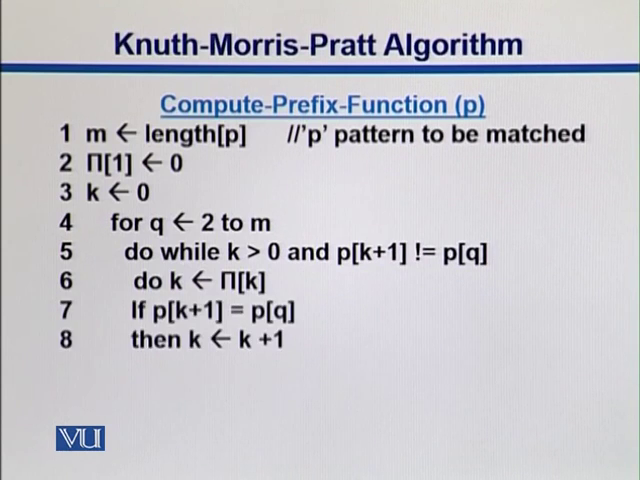If p of k plus 1 is equal to p of q, then we will update k to 1. So k is actually keeping track of how many matches we have found. If neither of these conditions is true, we will send pi of k into k. The value of k will be stored in pi of q. So in case of a match, k will be k plus 1, and we will take that value of k and store it in pi of q.